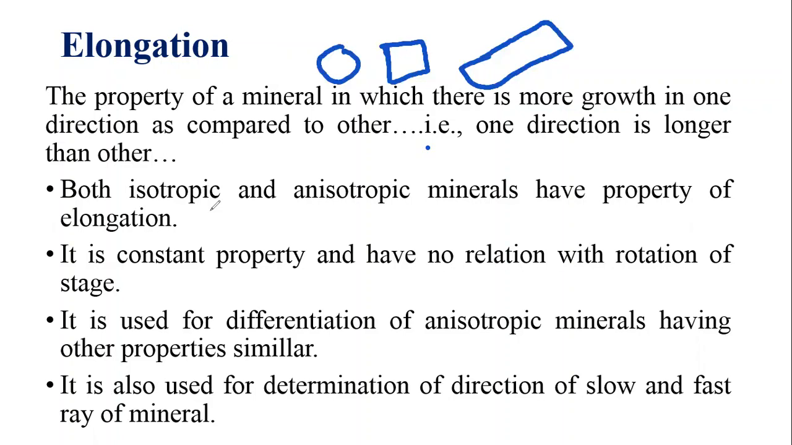Second point in elongation is that elongation is a constant property. It has no relation with the rotation of stage. It is a constant property and it doesn't change with the rotation of stage. It remains same, while we rotate the stage or we keep the stage constant or static.